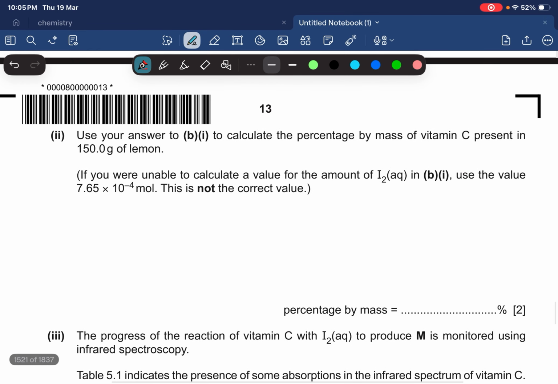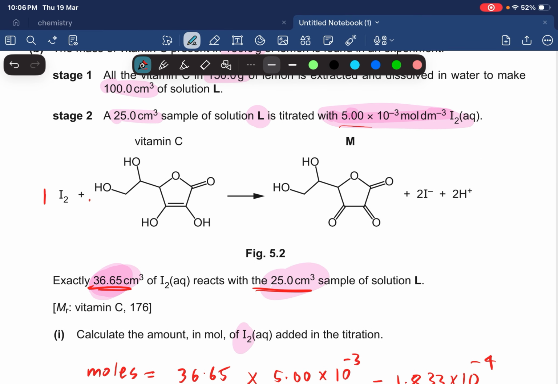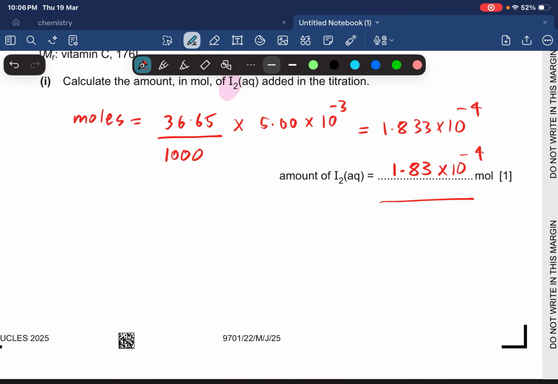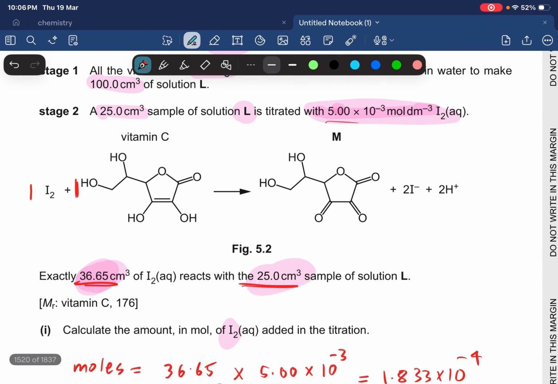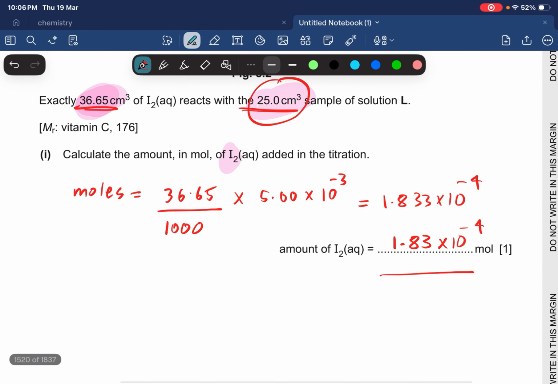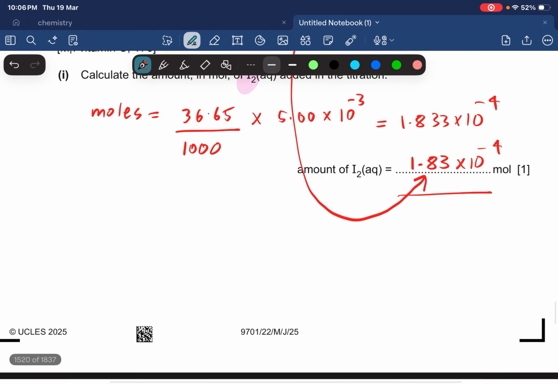Use your answer to B(i) to calculate the percentage by mass of vitamin C present in 150 gram of lemon. अच्छा जी भाई, 1 मोल आयोडीन के साथ 1 मोल विटामिन सी रिएक्ट करती है, तो इसका मतलब है विटामिन सी के मोल्स भी इतने ही हैं. विटामिन सी के मोल्स पता चल गए. 25 में आपके पास इतने मोल्स आ रहे थे ना, तो खुद ही कैलकुलेट कर लें. 100 टोटल सोल्यूशन था, 100 में कितने मोल्स आएंगे.